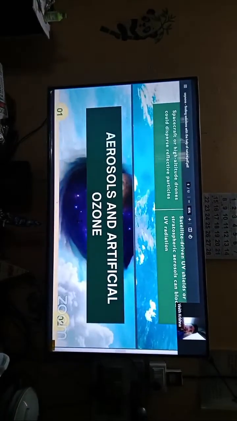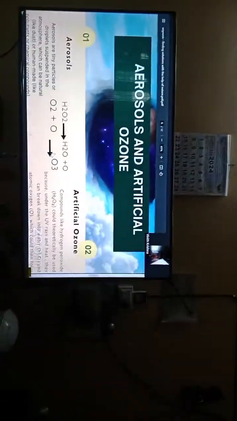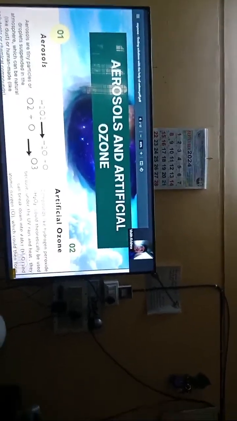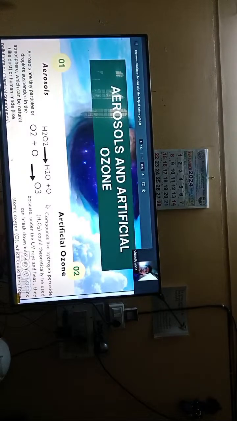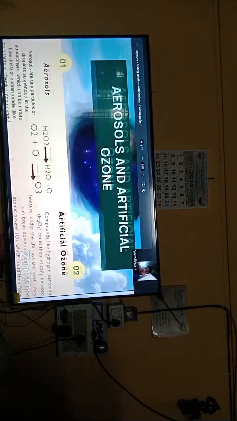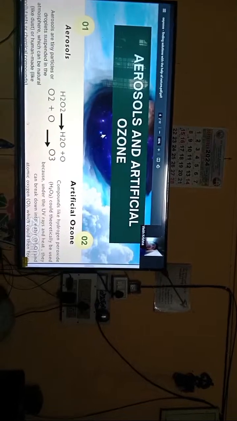Aerosols and artificial ozone. Aerosols are small particles that are suspended in the atmosphere, which can be natural particles or chemical compounds. The artificial ozone: compounds like hydrogen peroxide could theoretically be used as aerosols because they absorb UV radiation and can break down into water and atomic oxygen. This atomic oxygen reacts with the atmospheric oxygen to form ozone.